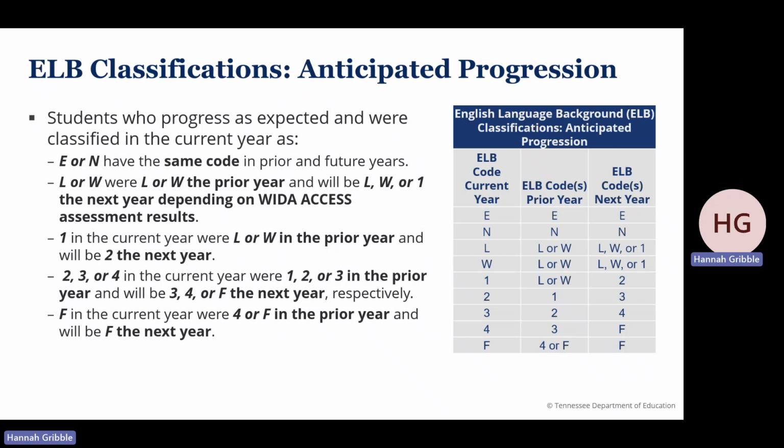Students who progress as expected and were classified in the current year as E or N have the same code in prior and future years. Students who were classified in the current year as L or W were L or W the prior year and will be L, W, or 1 the next year, depending on WIDA Access assessment results.